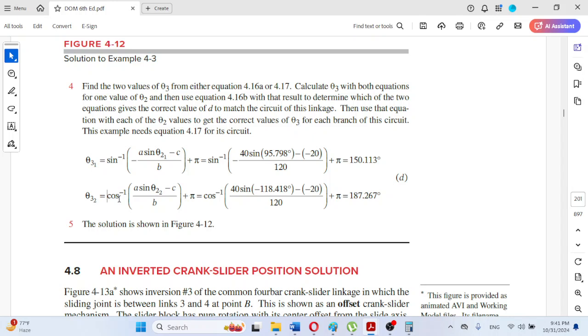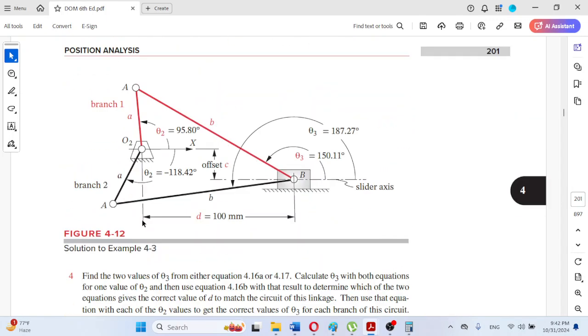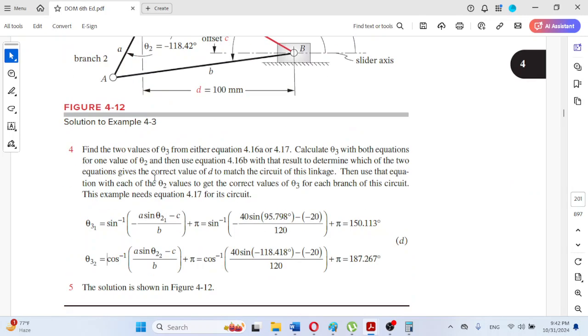So this was actually the statement by the author, that we will be checking theta 3 values from both equation 4.16a and 4.17, for both positions of the crank, means theta 2 1 and theta 2 2. So I hope you don't have any confusion yet.